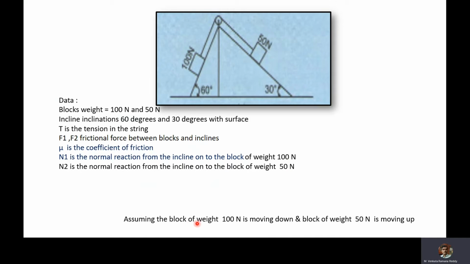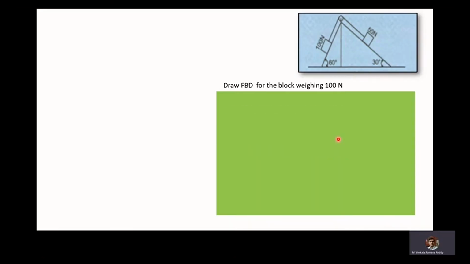Here we are assuming the block of weight 100 newtons is moving down and the block of weight 50 newtons is moving up. Draw the FBD for the block weighing 100 newtons. This is the block of weight 100 newtons, and this is the inclination with the ground, 60 degrees.